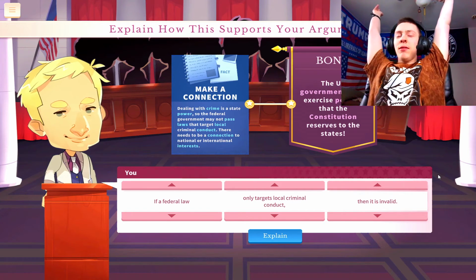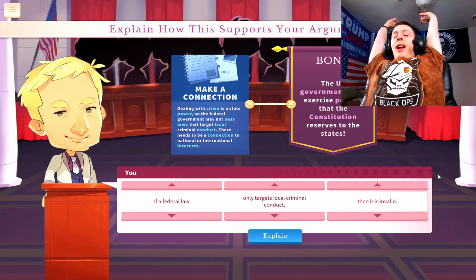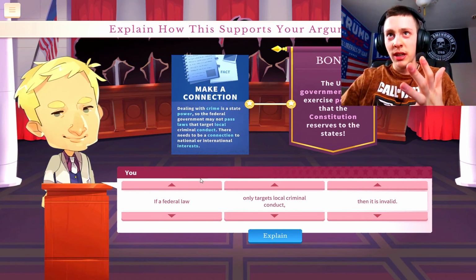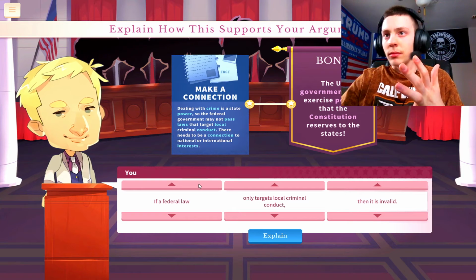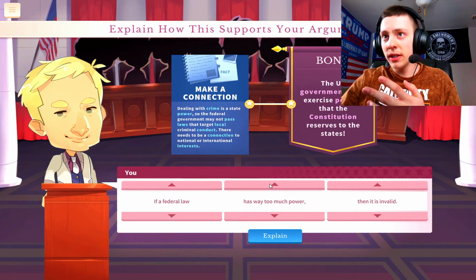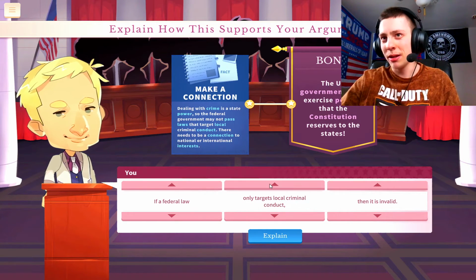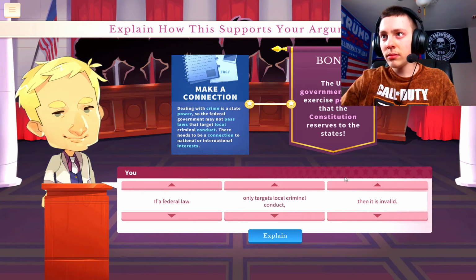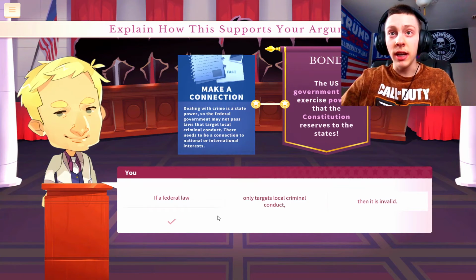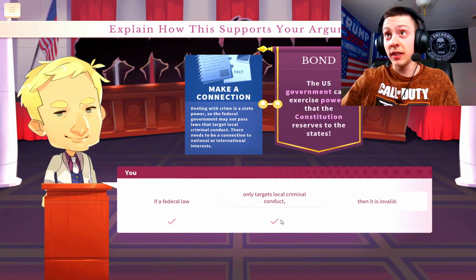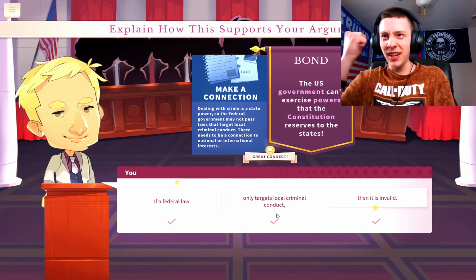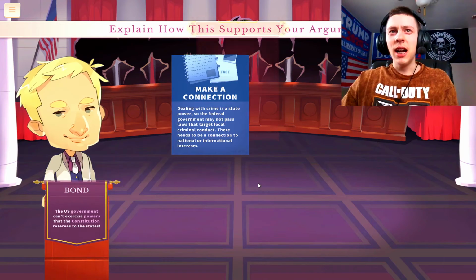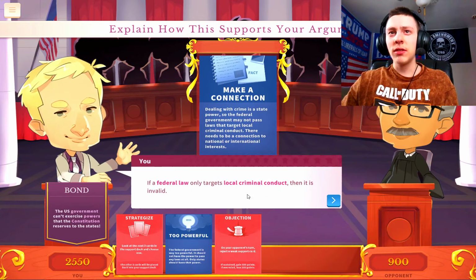Okay. Now we're doing actual explanations here, doing it on my own. Okay. So what are our options? This is a federal law. So, it only targets local criminal conduct, has way too much power, isn't really that bad. Then it is invalid. Yeah. That makes perfect sense. Yes! Yes! I did it! I won. I'm a winner. You just got screwed.